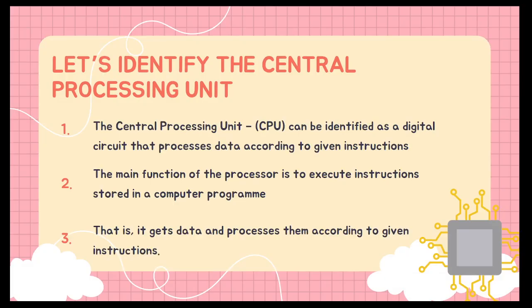Now, let's identify the central processing unit. The central processing unit, the short term is CPU, can be identified as a digital circuit that processes data according to given instructions. The main function of the processor is to execute instructions stored in a computer program. That is, it gets data and processes them according to given instructions. And also, whatever the task performed by the computer, in all such instances, the CPU runs in the background.